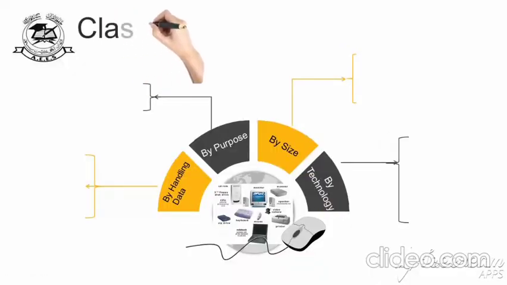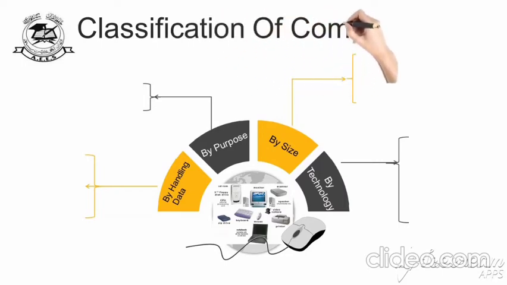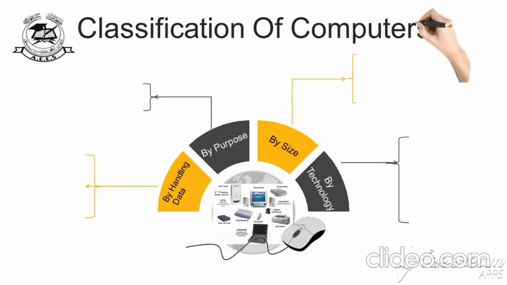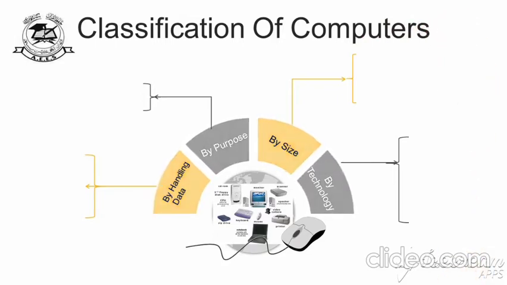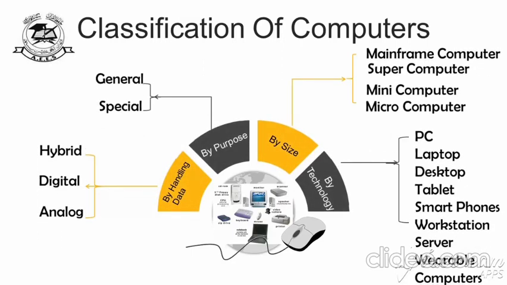In this classification of computer, we distribute computer into four classes. They are by handling data, by purpose, by size, and by technology. We further classify these computers into more branches. Like you can see here, by handling data can be distributed in three more types of computer that are hybrid, digital, and analog computers.